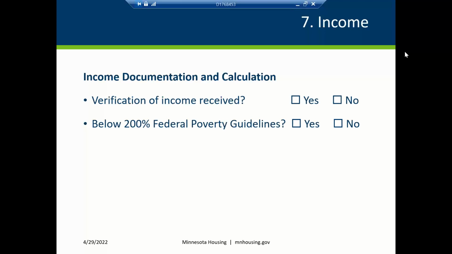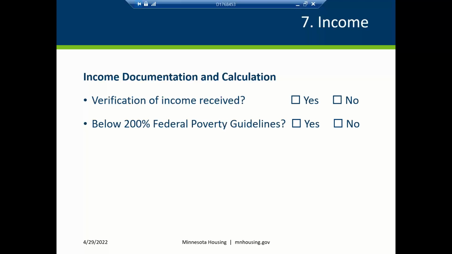Formal documentation and third-party verification continue to be the best methods for verifying household income. However, during this pandemic, Minnesota Housing is allowing households to self-report income when necessary. Self-reporting of income should only be used when more appropriate methods are unavailable. When self-reporting is used, staff should inquire about a wide variety of potential income sources and then document that response in the client's file.